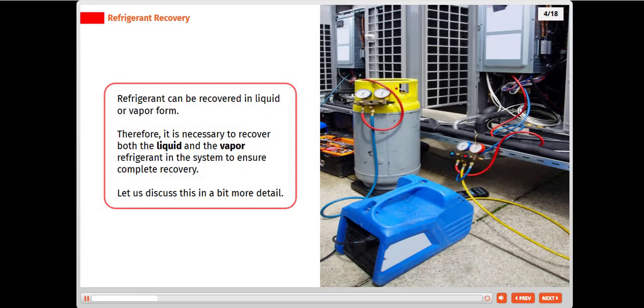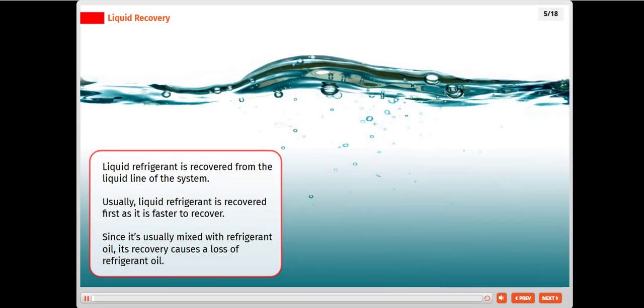Refrigerant can be recovered in liquid or vapor form. Therefore, it is necessary to recover both the liquid and the vapor refrigerant in the system to ensure complete recovery. Let us discuss this in a bit more detail. Liquid refrigerant is recovered from the liquid line of the system. Usually, liquid refrigerant is recovered first as it is faster to recover. Since it's usually mixed with refrigerant oil, its recovery causes a loss of refrigerant oil.